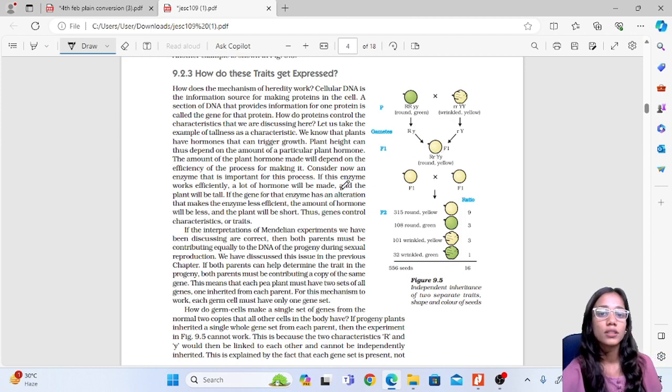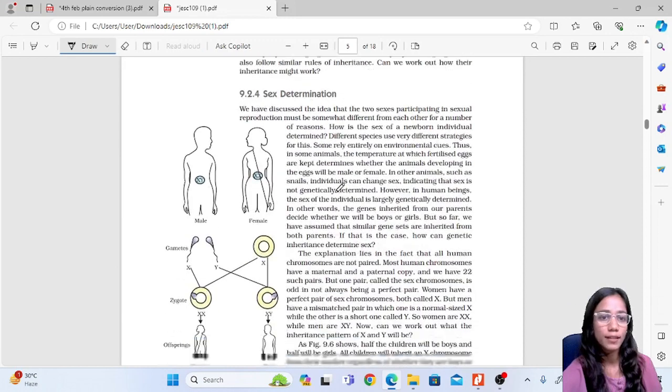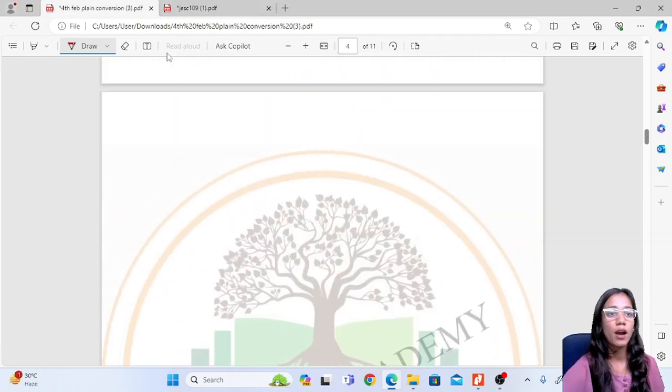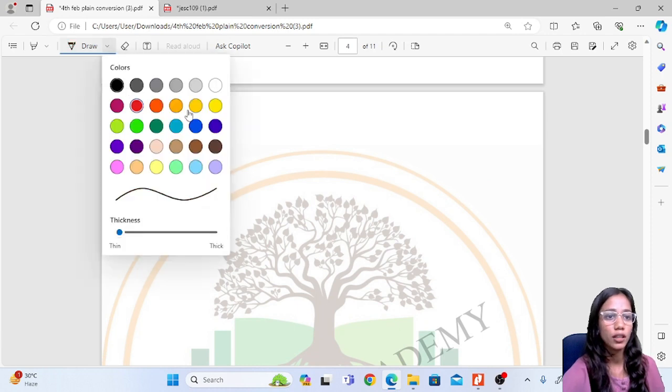Okay, so we have learned how the traits get expressed. Now the second important thing which we need to know in this part of the chapter is sex determination in humans.